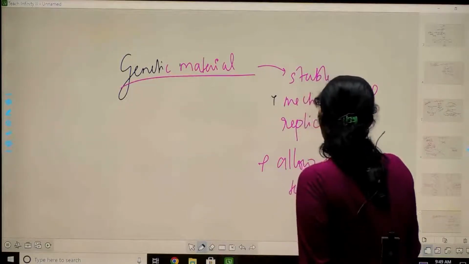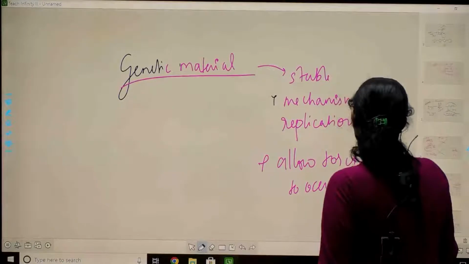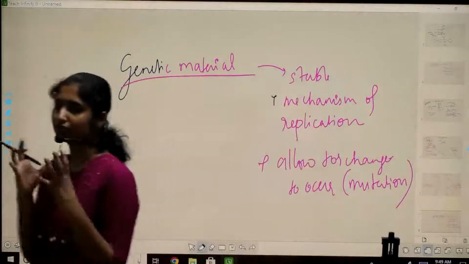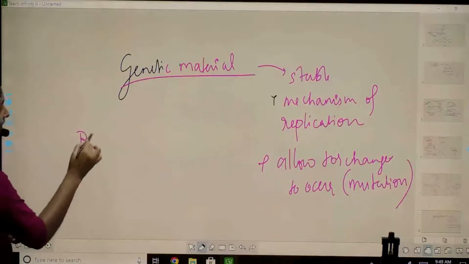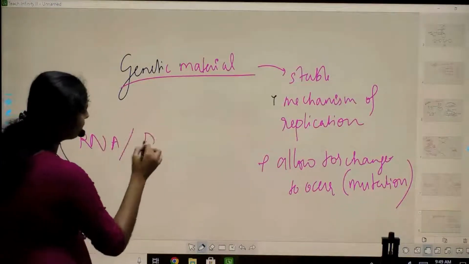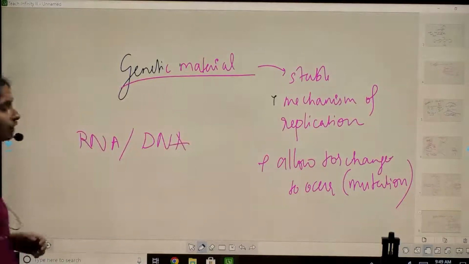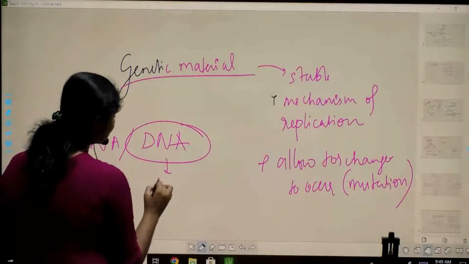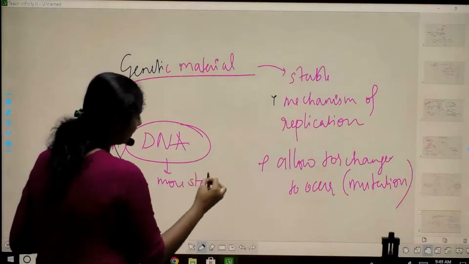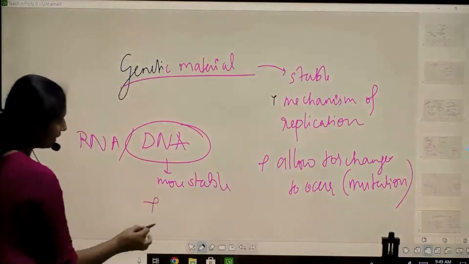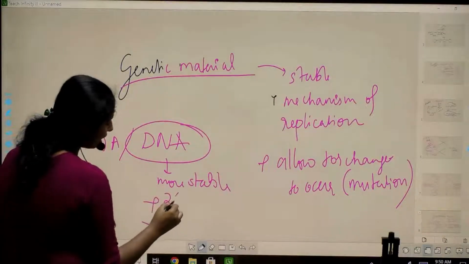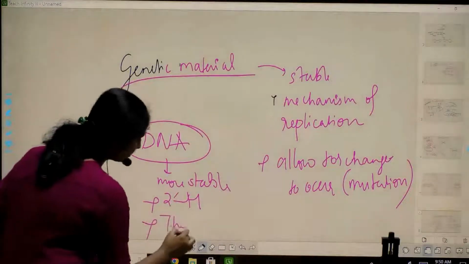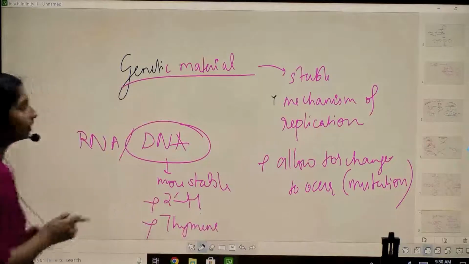That is, it should allow mutation. So if we see the requirements of genetic material, both RNA and DNA are choice materials for genetic material. But even then, DNA is the most preferable genetic material. Why? Because DNA is more stable and less reactive. DNA is more stable due to the fact that it has a hydrogen group at the 2' end, and second is the presence of thymine instead of uracil, which also confers stability to the DNA.